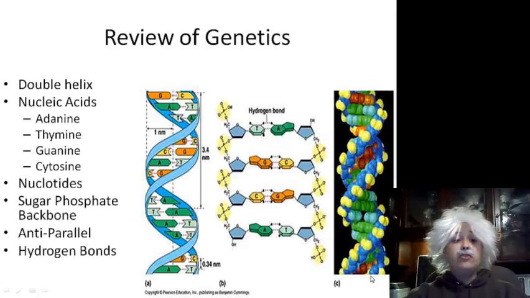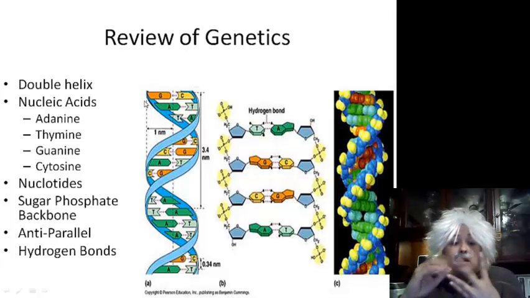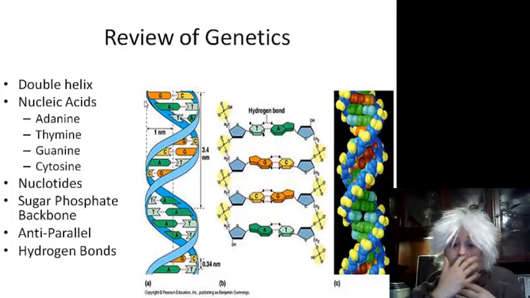So, our first review is we have DNA as a double helix. Remember, that is two strands of DNA wound together like a ladder. We have nucleic acids that are going to be around the ladder. We have four types: adenine, thymine, guanine, and cytosine.